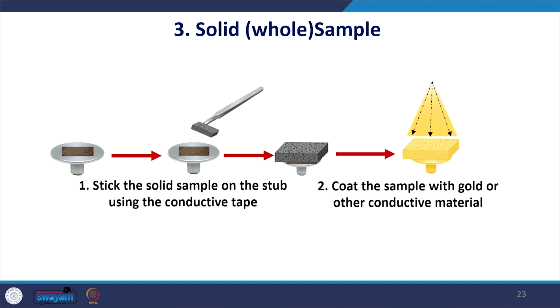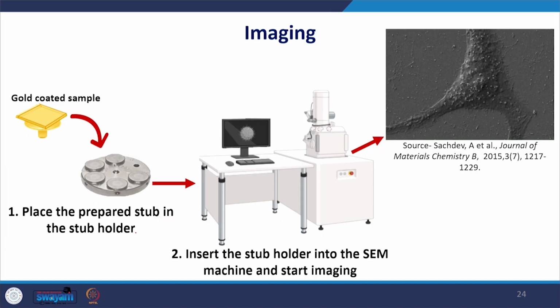And third one is, if you are using the solid, that is the whole sample, in this case you can stick the solid sample on the stub using the conductive tape, coat the sample with the gold or other conductive material. Once the gold coated sample is ready, place the prepared stub in the stub holder and insert the stub holder into the SEM machine and start imaging. You will get this kind of final image. This is a mammalian cell. You will get this kind of image in the scanning electron microscope.